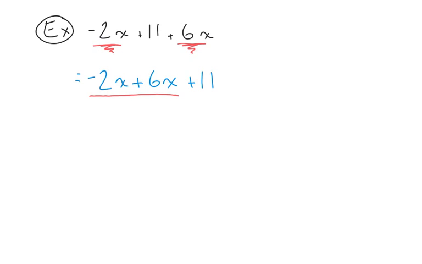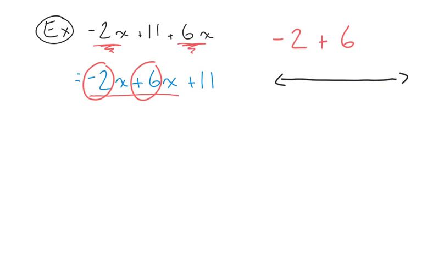As with our previous question, I'm going to temporarily ignore the variables that are within these terms. I'm just going to look at the coefficients of negative 2 and positive 6. So I'm going to put that on the side. Negative 2 plus 6. What you're going to use is a number line if you can't do this in your head. I'm going to draw a number line. I'm going to put 0 somewhere over here.